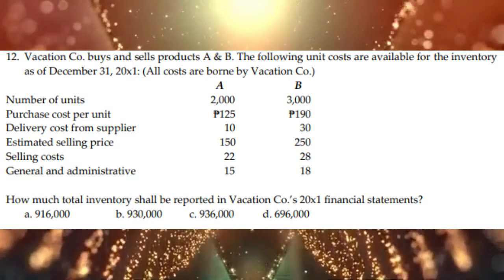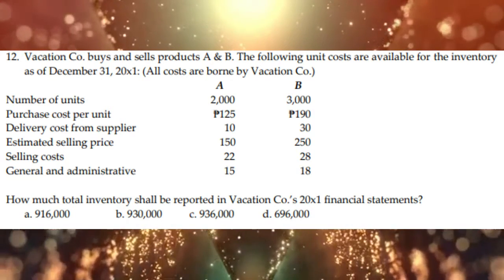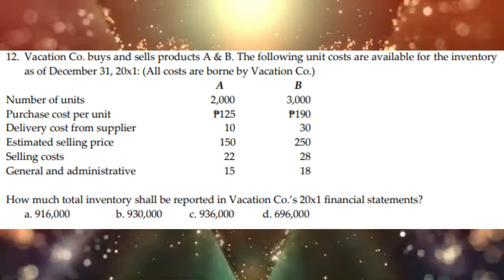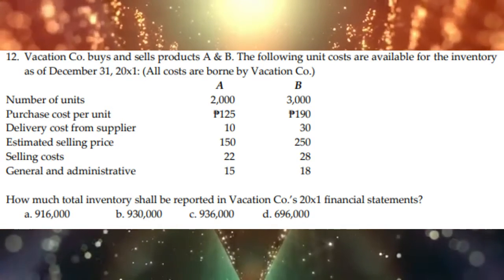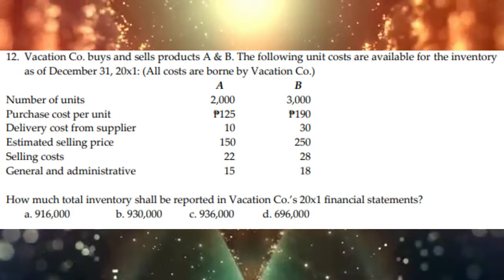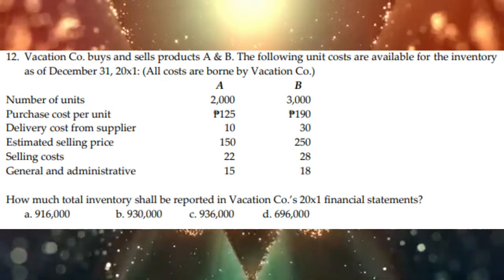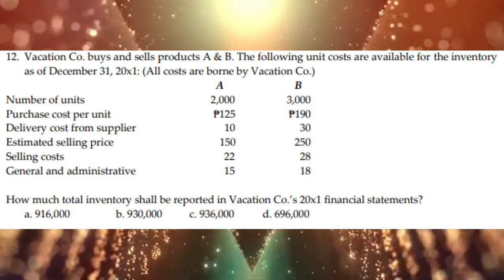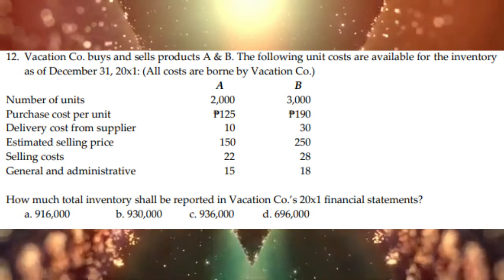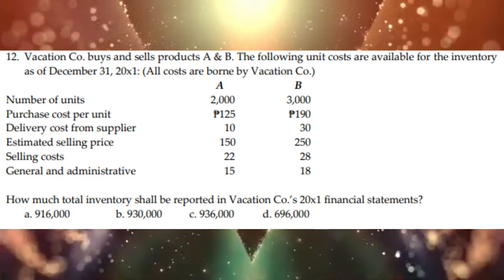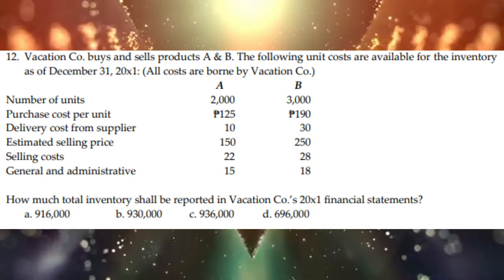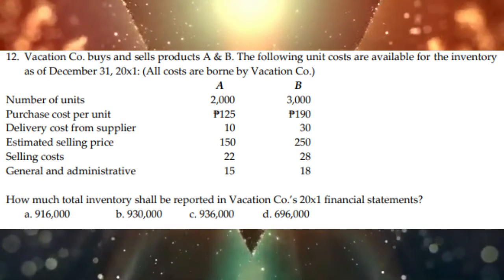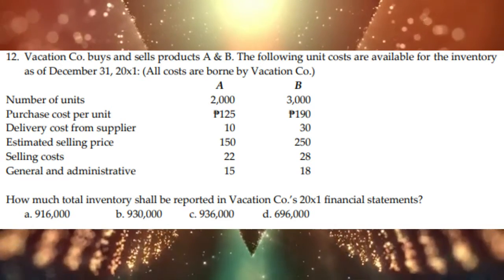Delivery costs from supplier: 10 for A and 30 for B. Estimated selling price: 150 for A and 250 for B. Selling cost: A 22 and B 28. General and administrative: 15 for A, and 18 for B. So the question is, how much total inventory shall be reported in Vacation Co.'s 20x1 financial statements?